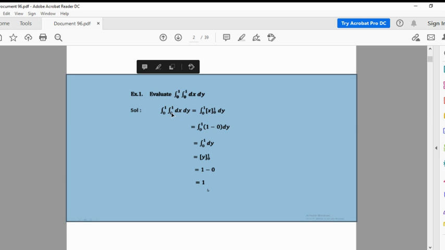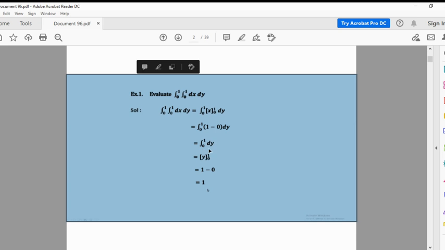x, and this limit varies from 0 to 1. Lower limit is 0, upper limit is 1. So x varies from 0 to 1. So put the first limit as 1 and minus second limit 0. So 1 minus 0. So we get single integral, integration varies from 0 to 1, 1 minus 0 is 1 dy. That's the integration from 0 to 1 dy.